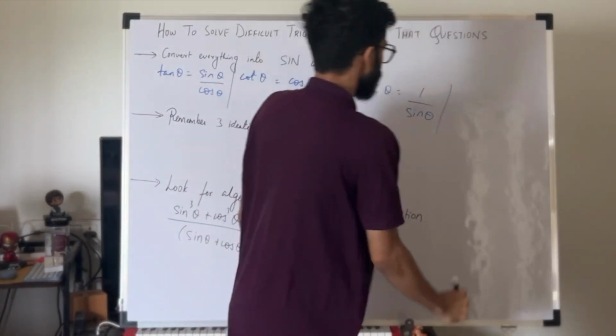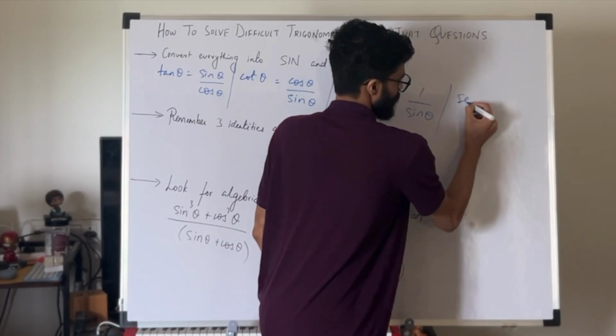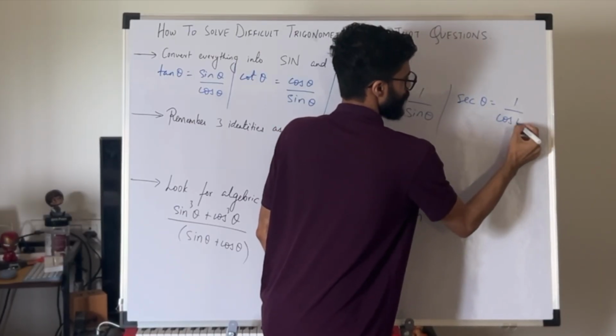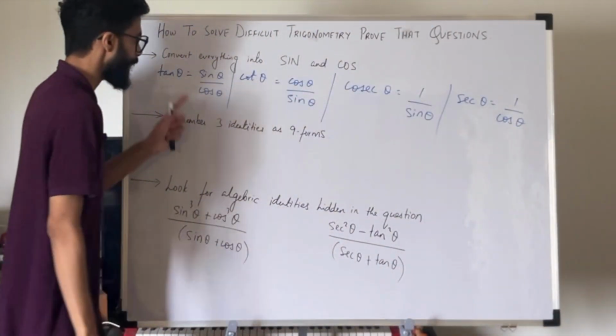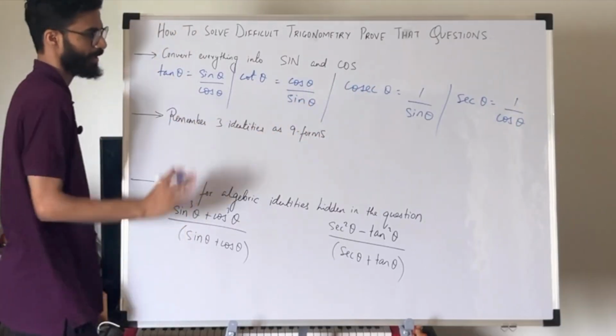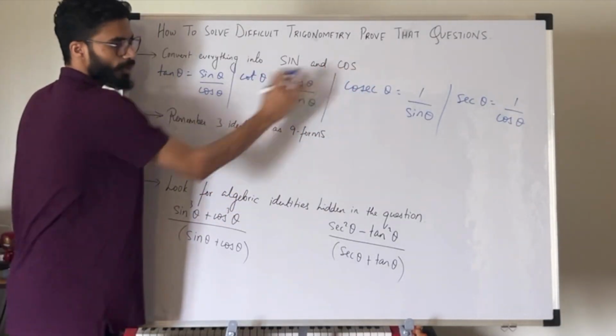And suppose if I have sec theta, I will write that as 1 by cos theta. Now the idea of this trick is to simplify the entire question into sine and cos form.